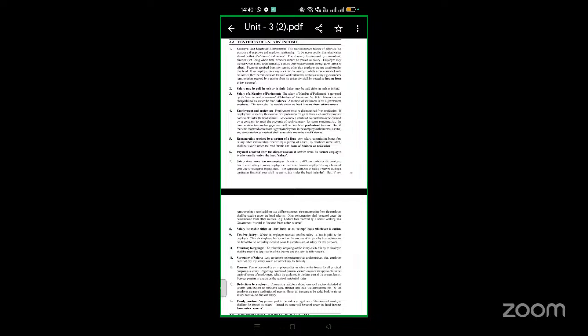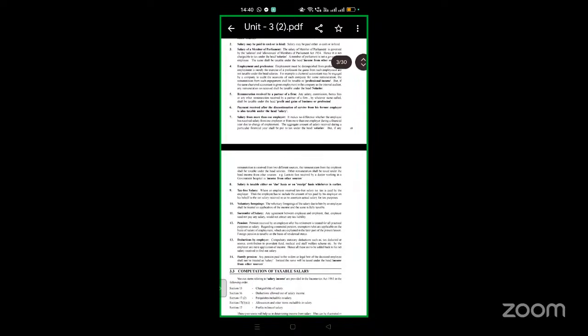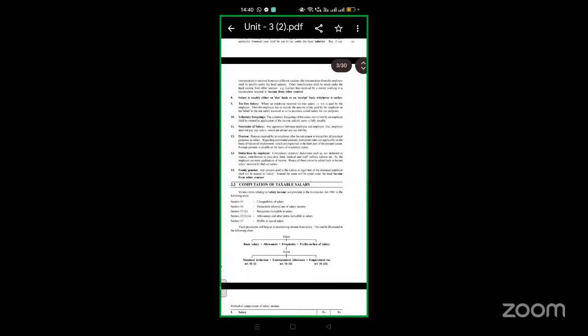Now, if you look at salary from more than one employer, for example, it does not make any difference whether the employee has received salary from one employer or from more than one employer during a financial year due to changes of employment. So ultimately, there should be a relation of employee and employer to call it a salary.